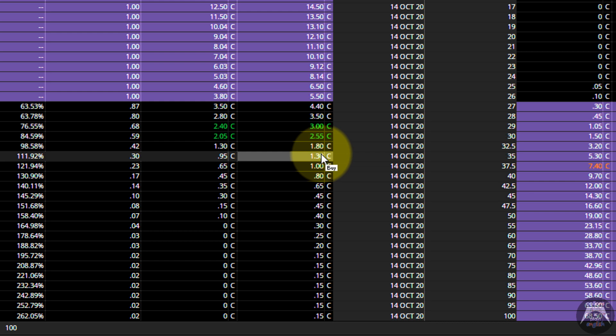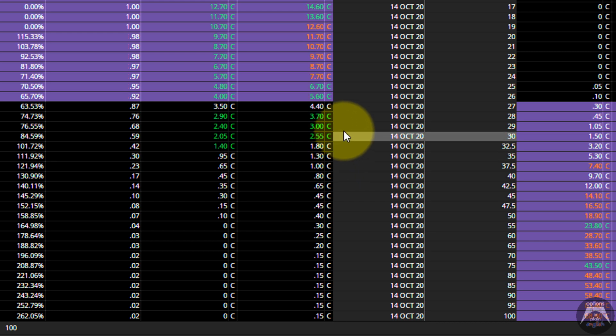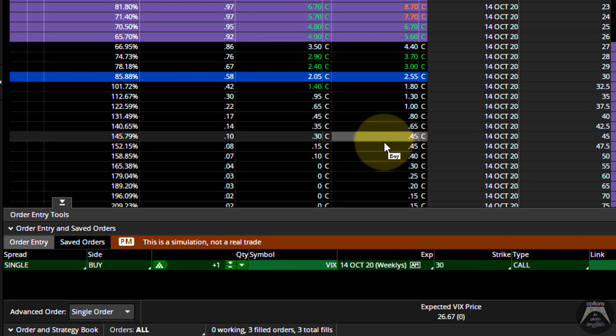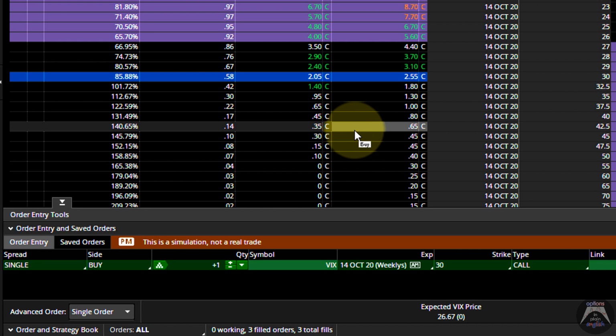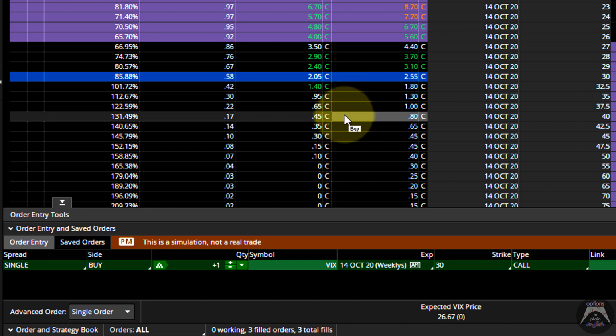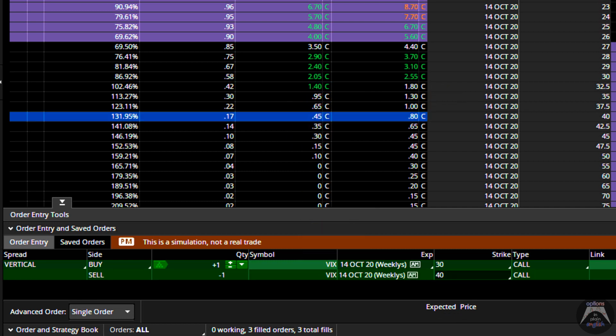Maybe it's a hedge for my overall portfolio, such that if the market collapses and my portfolio is going to have losses, at least my hedges are going to have profits. Okay, so I'm going to buy the 30, and in this case, for example, I'm using the control key on my keyboard so that I can add a leg to this trade, and I'm going to be selling the 40.